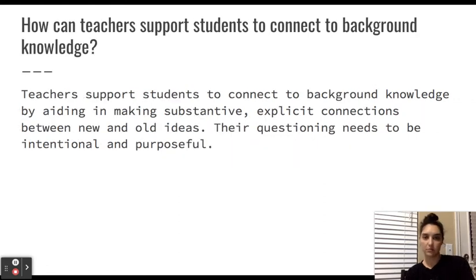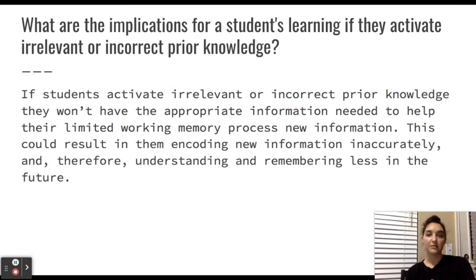What if students activate irrelevant or incorrect prior knowledge? They pick that thing that is most front and center in their mind, but it's not necessarily what a teacher would like them to understand because it creates maybe a generalization or an inaccuracy. Well, they're not getting help with their limited working memory in processing the new information. They can process it incorrectly. They're less likely to remember it and apply it correctly in the future, and their encoding is not going to be appropriate.